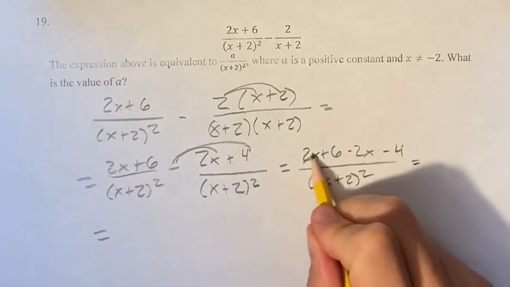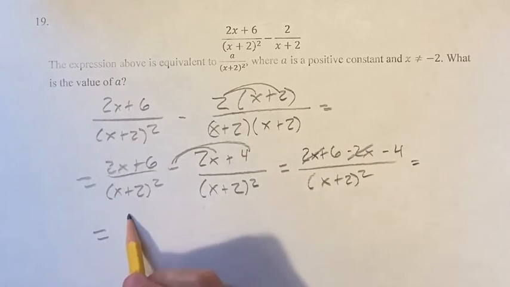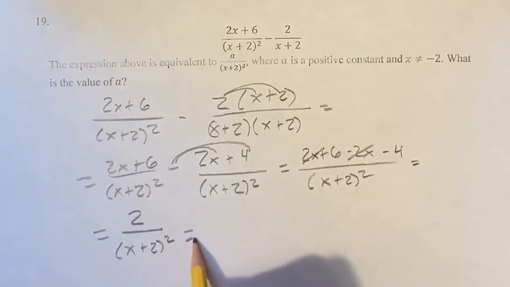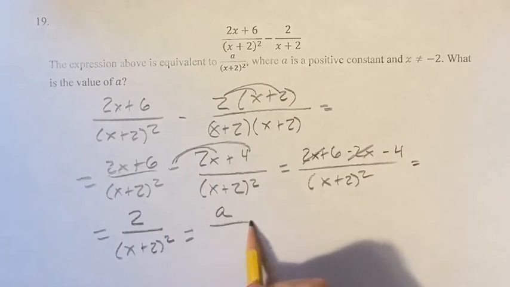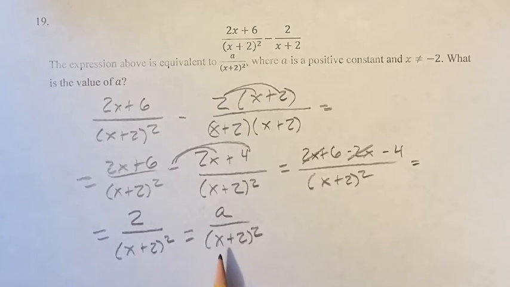Last step, 2x minus 2x is 0, so those cancel out. 6 minus 4 is 2 over (x + 2)². We were told at the beginning this is equal to a/(x + 2)². So from this, you can see the denominators are the same and the numerators are the same because they're equivalent, so therefore a is equal to 2.